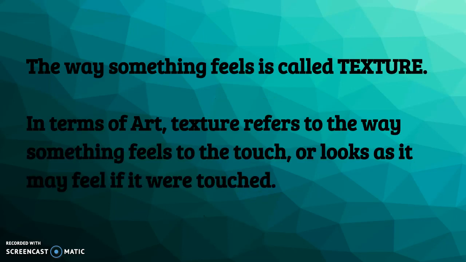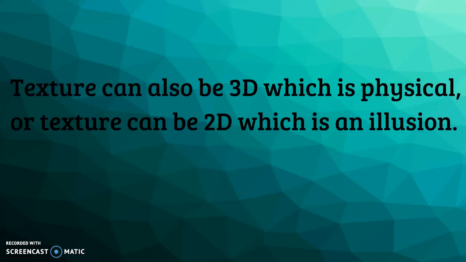The way something feels is called texture. In terms of art, texture refers to the way something feels to the touch or looks as it may feel if it were touched. Texture can also be three-dimensional, which is physical, or texture can be two-dimensional, which is an illusion.